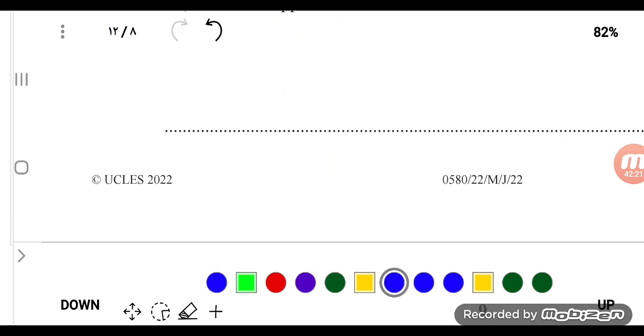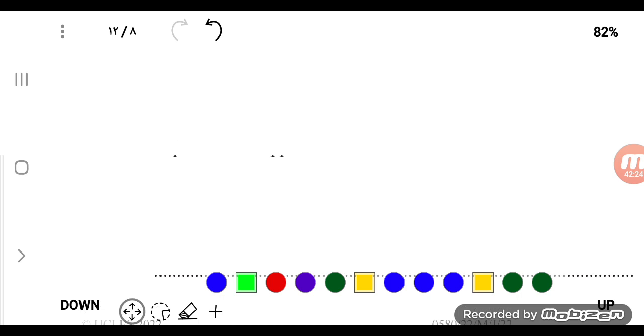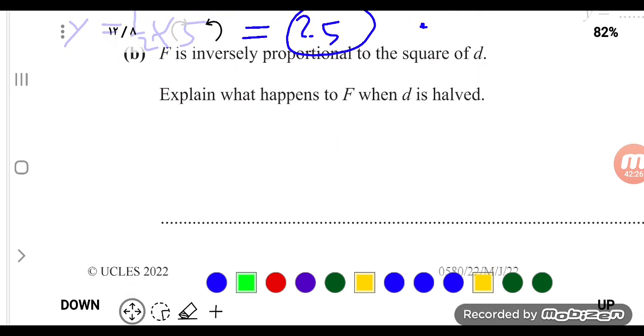Let's see now next one. F is inversely proportional to the square of D. Inversely proportional means, remember, it means F equals K over D squared. That's the meaning of inversely proportional. Explain what happens to F if D is halved. When D is halved, F will be 4 times. It will increase by a factor of 4.